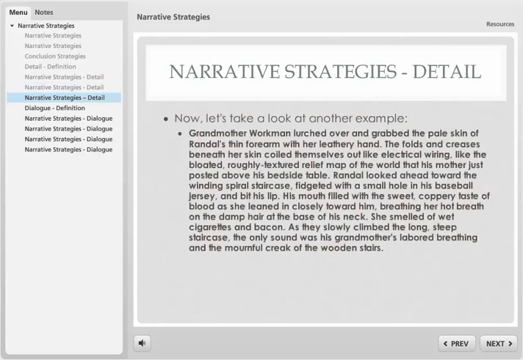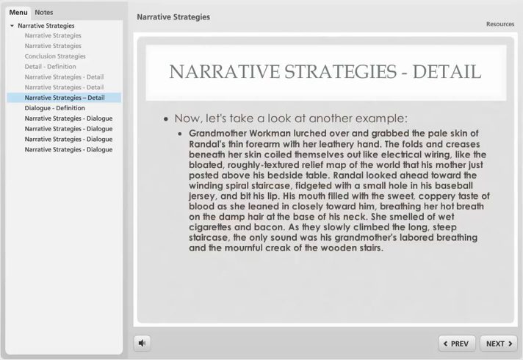Do you remember our earlier example? What do you remember about Grandmother Workman and her grandson? Let's take a look at another version of that paragraph that includes sensory detail. Grandmother Workman lurched over and grabbed the pale skin of Randall's thin forearm with her leathery hand. The folds and creases beneath her skin coiled themselves out like electrical wiring, like the bloated, roughly textured relief map of the world that his mother just posted above his bedside table.